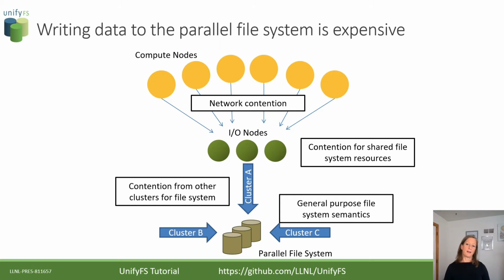Another reason that parallel file systems can be slow is that they support what is called general purpose file system semantics. And what that means is that the parallel file system protects your data from any kind of I/O operation that could occur. So for example, if you have a large parallel job, you could have multiple processes accessing the same byte in a file at the same time, and the parallel file system would protect you from that. And that's great because no one wants corrupted data.